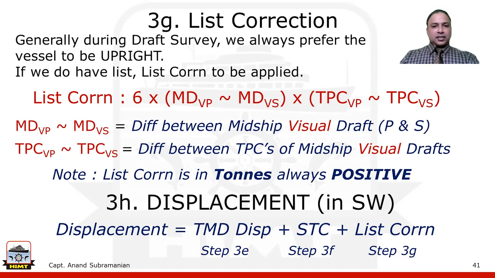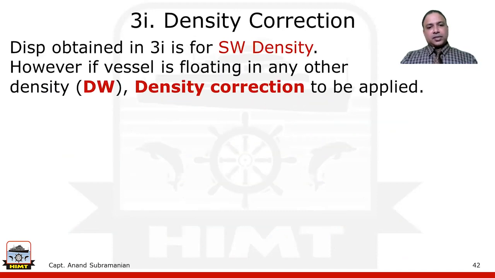We add up the STC, the second trim correction, and the list correction, and we come to what is called the final displacement of the ship. But remember, the hydrostatic tables are given for salt water. So the displacement we obtain is also the salt water displacement. Now, depending upon the density in which the ship is floating, you will have to apply the density correction.